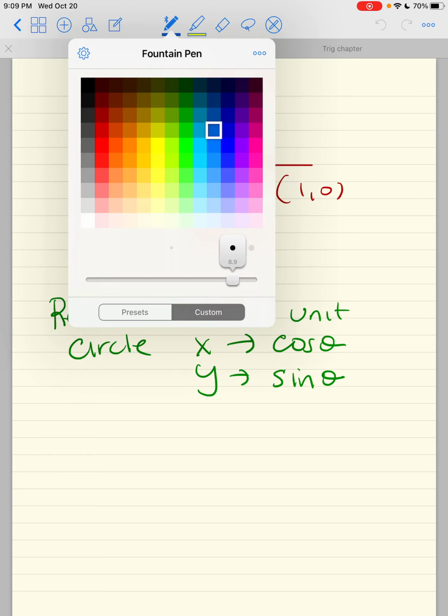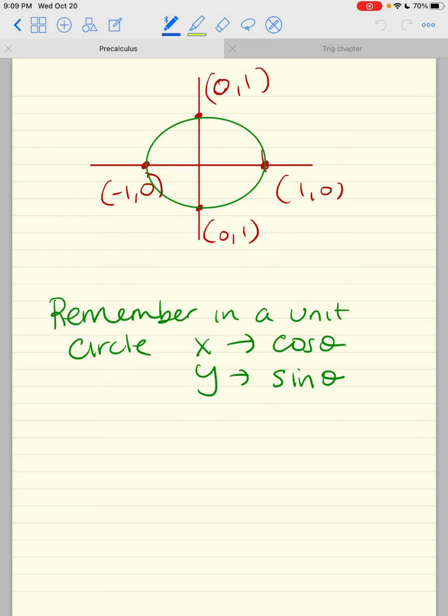Okay, so here, a unit circle is a circle that has a radius of 1. So that's 1 everywhere. Okay? So first, I'm going to talk about a few of these points. Here I have the point (1, 0). Here I have the point (0, 1), (-1, 0), and (0, 1).